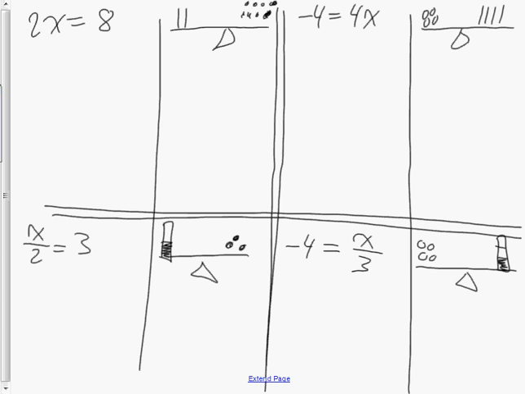And what we have to understand is this really says 2 multiplied by x. And if we see it as being multiplying by 2, we understand the opposite operation to that is dividing by 2, and I get x equals 4.